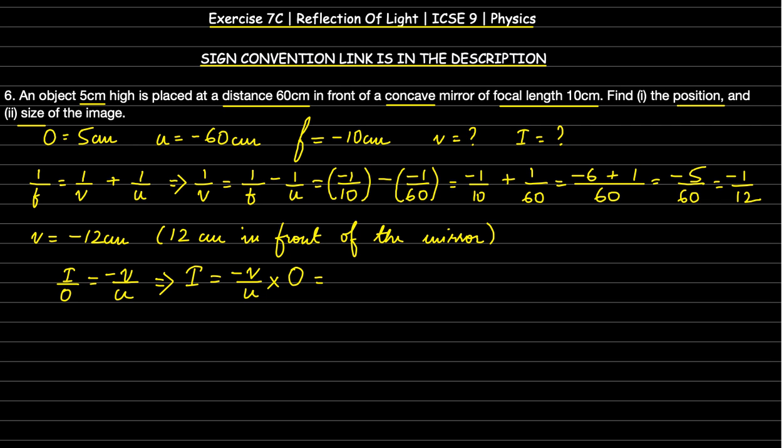Minus V will be minus of minus 12 because V is minus 12, divided by U is minus 60, into O is given as 5. Now we will be cancelling few things. Minus minus cancels here. 12 into 5 is 60 and 5 cancel.